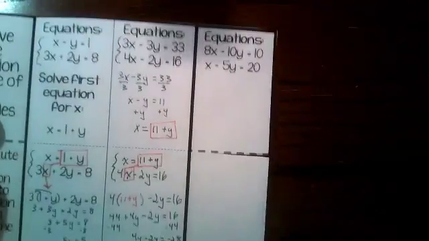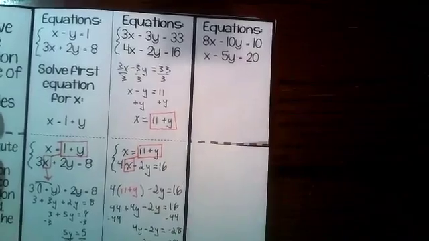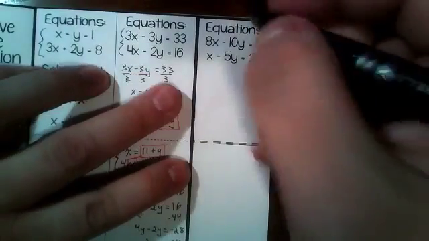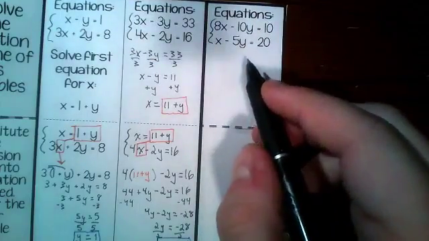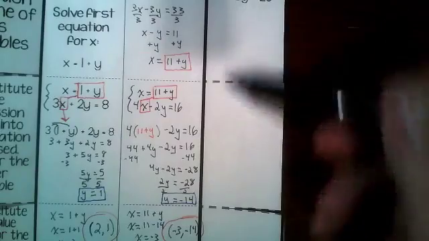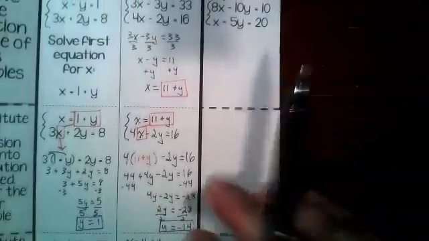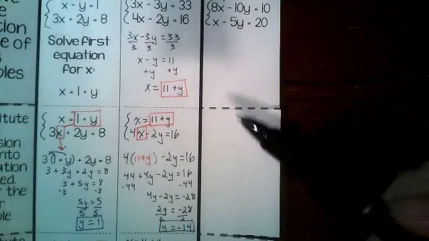Your goal now is to solve this system, 8x minus 10y equals 10, and x minus 5y equals 20, using these steps. And when you're done or you need help, please ask your teacher.